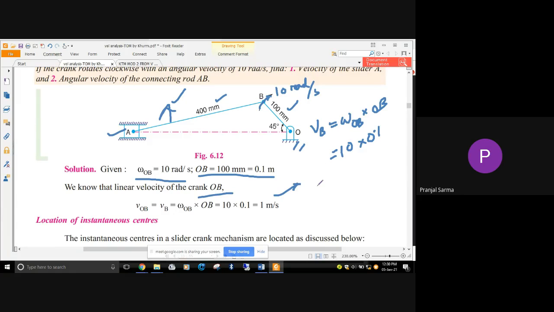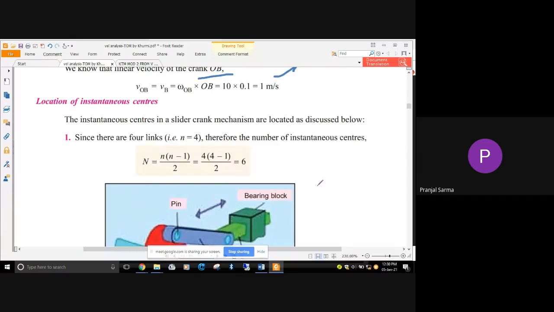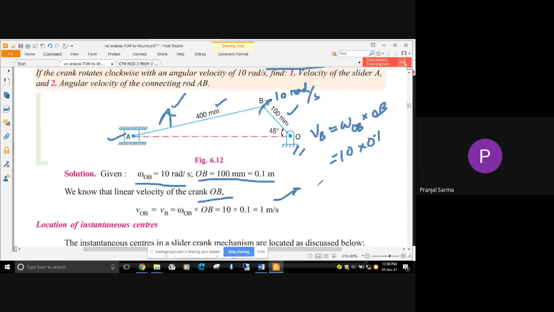Next, we have to locate all the instantaneous centers for it. In a slider crank mechanism, how many links are there? There are 4 links, we already know. Correct. We have the crank, the connecting rod, the slider, and the frame or fixed link. So these are the 4 links. What kind of motion do they have? Is there any motion in the fixed link or the frame? No, sir. Definitely no. Crank, what kind of motion has it got?